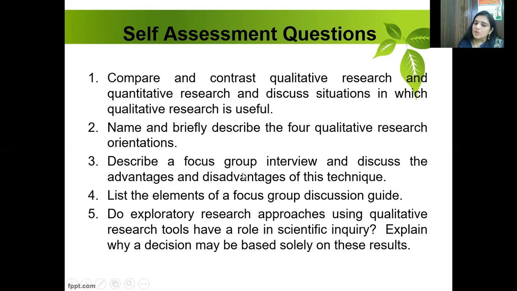Third, describe a focus group interview and discuss the advantages and disadvantages of this technique. We already discussed that in the slides, what a focus group interview is and how you would conduct it, and there are two different slides for advantages and disadvantages as well.